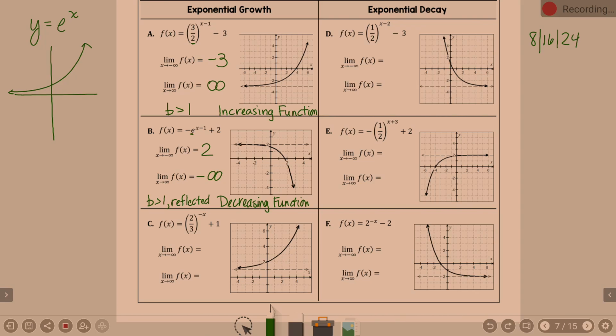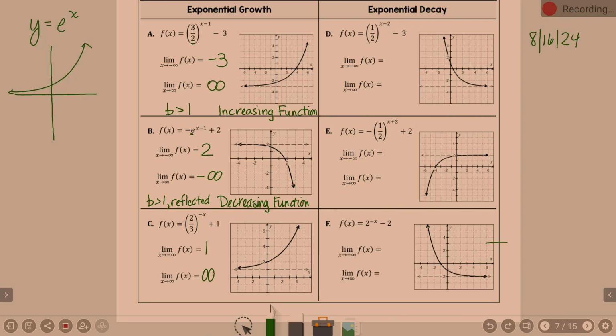Okay. C. So we have 2/3 to the negative x plus 1. Limit as x approaches negative infinity. It's approaching 1 from above. Limit as x approaches positive infinity. As it goes right, it's going up.